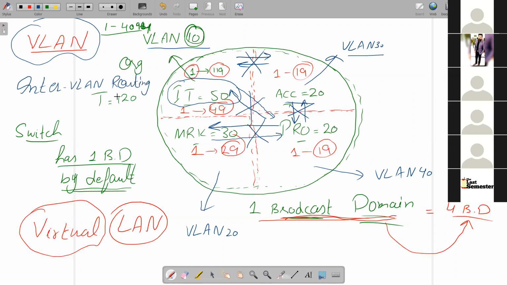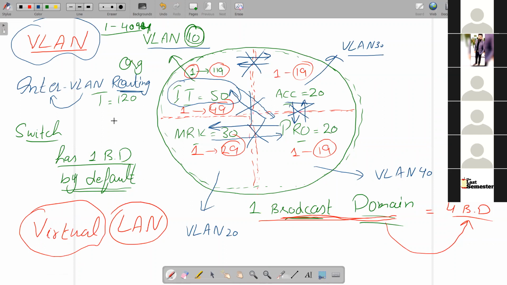So we need to perform routing if we want two different departments to communicate with each other. We need to perform routing between the VLANs, inter-VLAN routing. So we can do that.